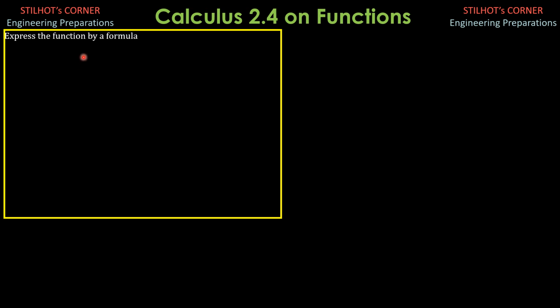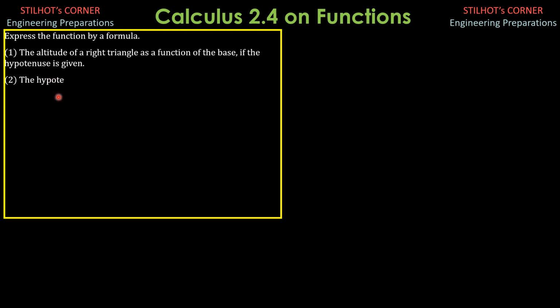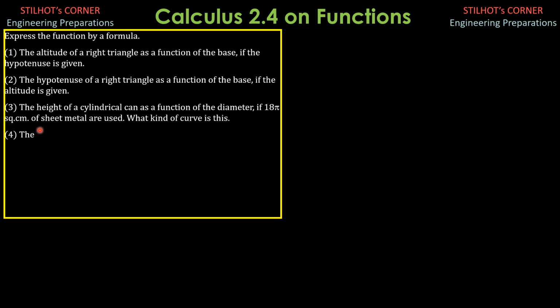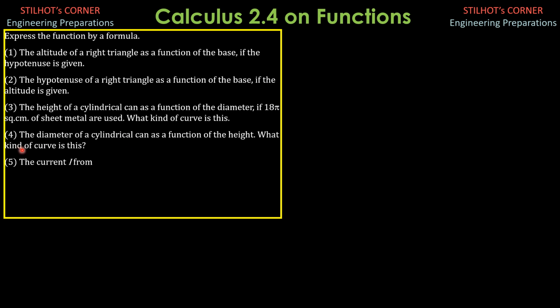Express the function by a formula. The altitude of a right triangle as a function of the base if the hypotenuse is given. The hypotenuse of a right triangle as a function of the base if the altitude is given. The height of a cylindrical can as a function of the diameter if 18 pi square centimeters of sheet metal are used. What kind of curve is this? Fourth, the diameter of a cylindrical can as a function of the height. What kind of curve is this?